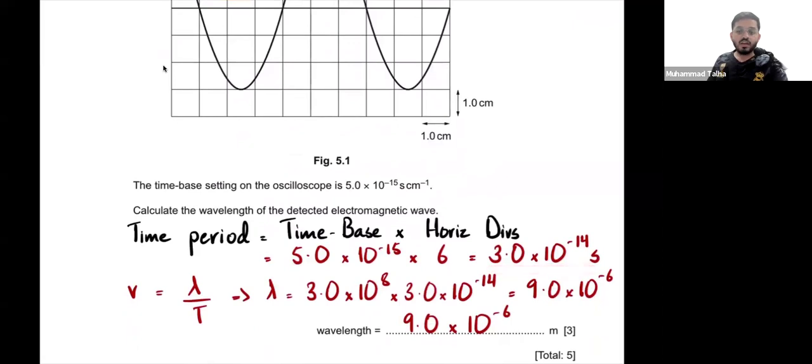Then, because I have the time period and to keep my calculation simple, I don't want to go to frequency. I just use this modified equation, speed equals lambda over T. From lambda over T, I make lambda the subject, so I just multiply the speed and the time. This is what we get exactly.